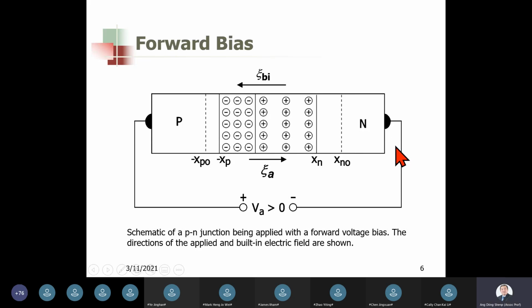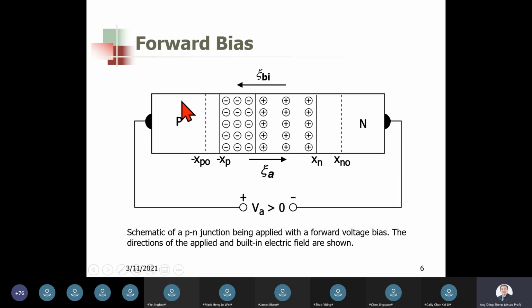Now, in reality, there is a small fraction of the externally applied forward bias voltage dropping across the neutral P region and across the neutral N region. With this in mind, and considering the fact that excess carriers are being injected across the junction, the P region now contains excess electrons and the N region contains excess holes. So strictly speaking, the P and N regions are not neutral anymore under forward bias condition.